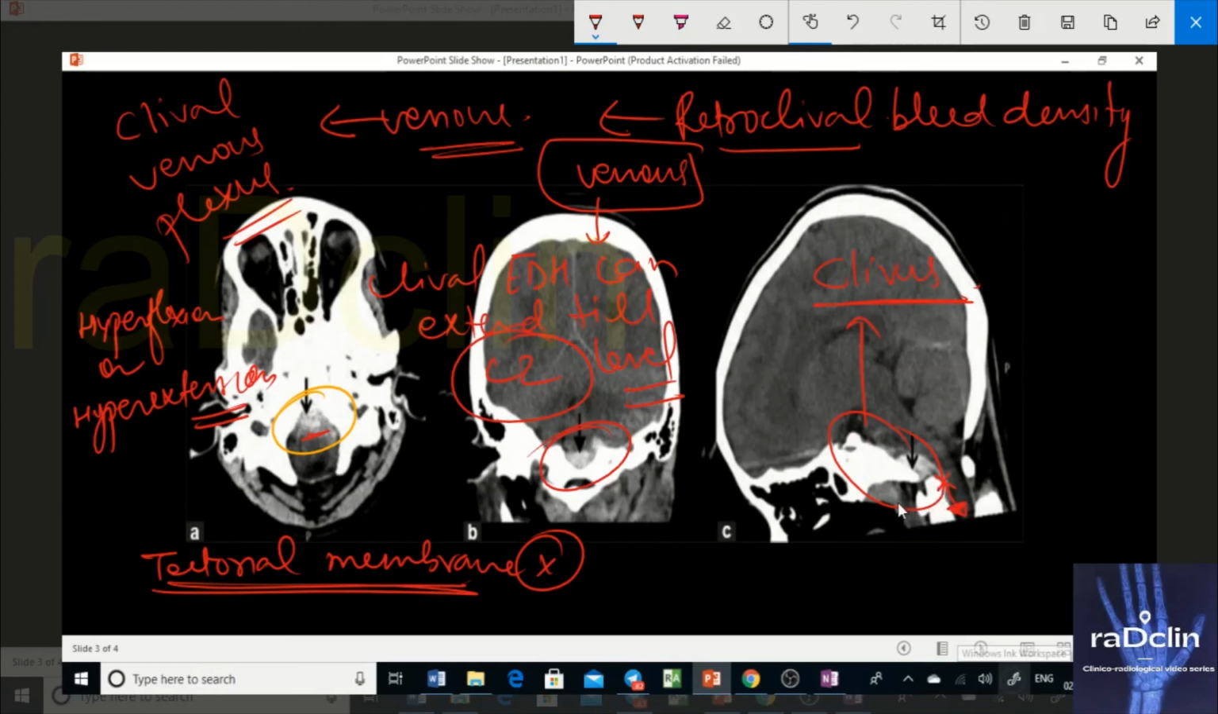Now, this is a finding on MR. Typically, clival EDH is associated with a tectorial membrane rupture. So this was your clival EDH.